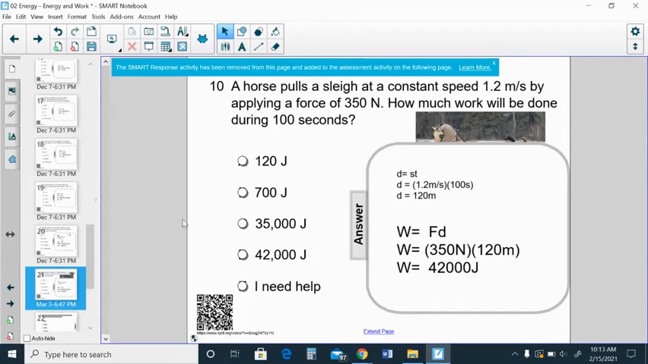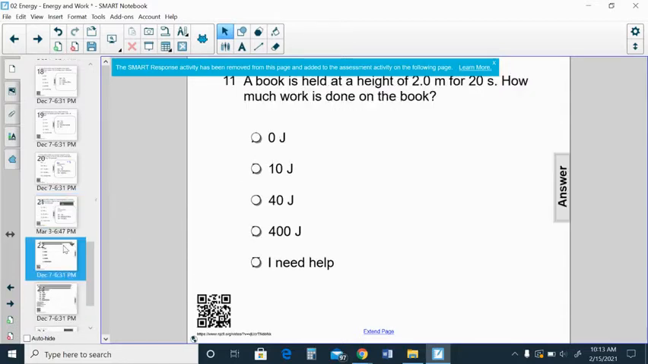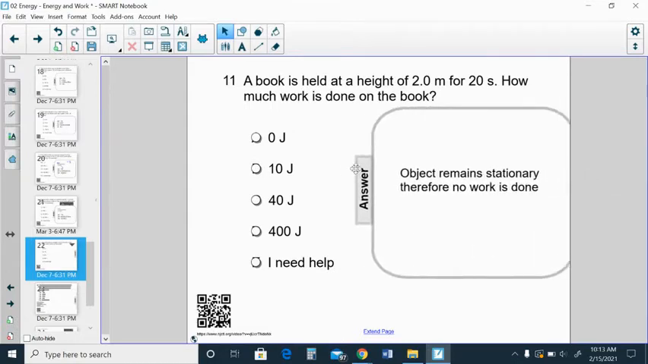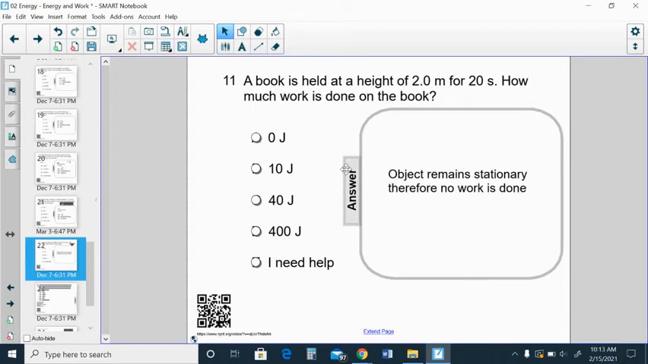And then when we get to 8 and 9 here, answers are a bit more split. So this one is about a 50-50 split. So a book is held at a height of 2 meters for 20 seconds. How much work is done on the book? So let's take a look. The answers are pretty much split between A and C. So something to keep in mind, the object remains stationary. Therefore, no work is done. It's held at a height. Remember, if there is no displacement, then your work ends up being 0.